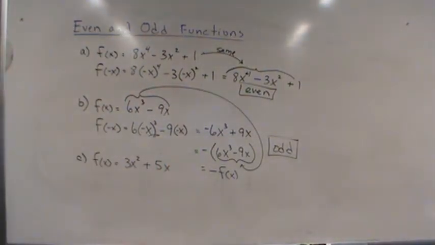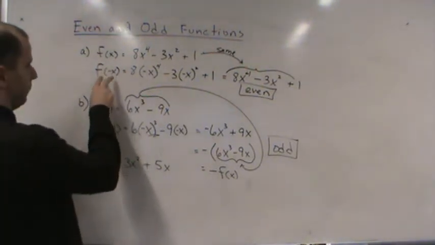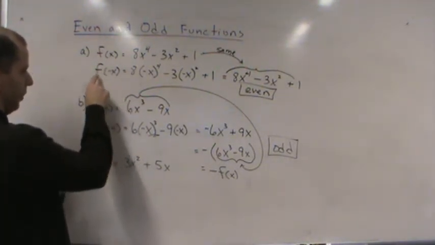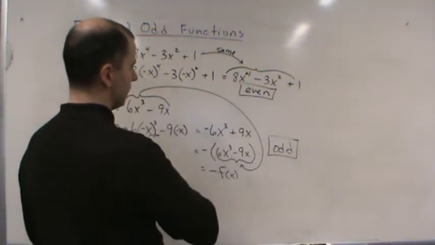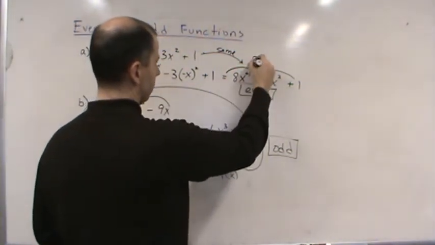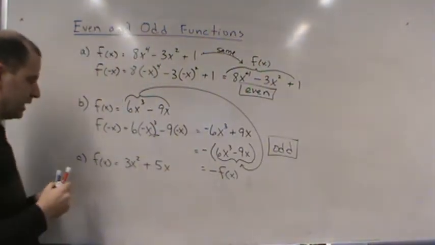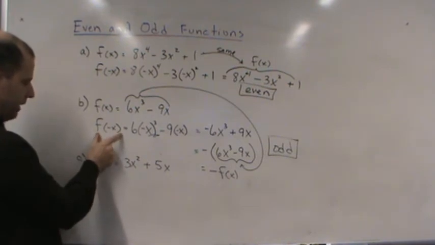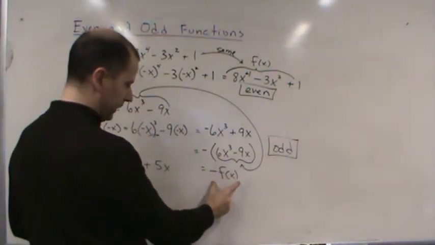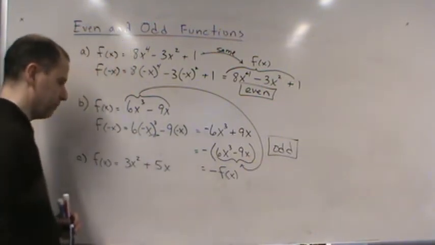So in other words, here we ended up with f of negative x back at f of x, and so it's even. Here, we put in negative x, and we end up with the opposite of f of x, so it's odd.